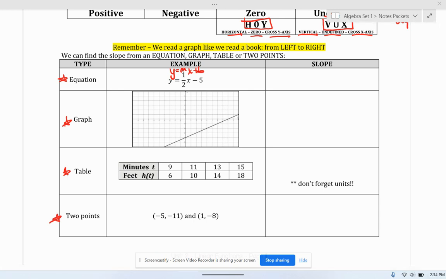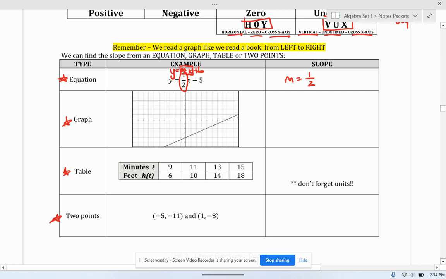We see in y equals mx plus b that m is always the coefficient of x. So if we look for the coefficient of x in a linear function, we can know that that is the slope. So in this case, the slope is equal to 1/2.